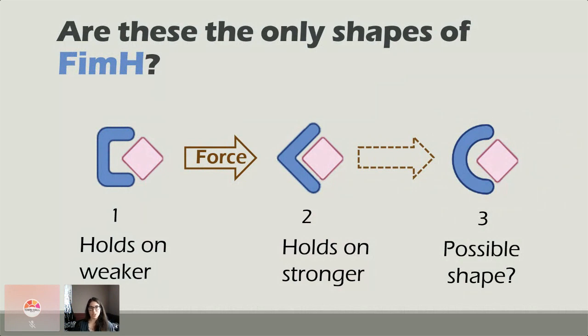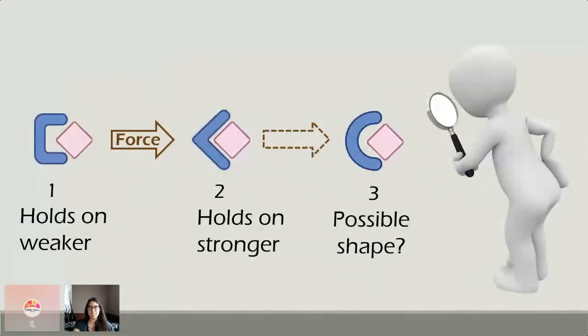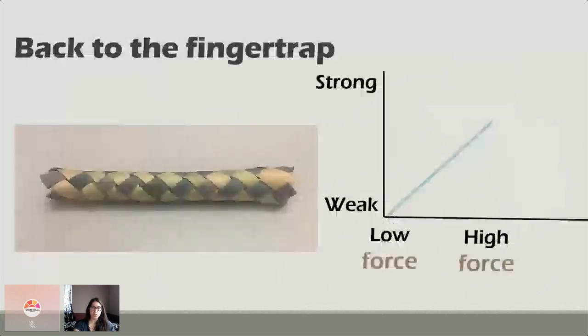Now, unfortunately, determining the shapes of molecules isn't easy. We can't exactly just look at the molecules. So instead, we have to examine some other property or behavior of these molecules, one that we already know how to measure. And such a behavior that we do know how to measure is how strong FimH acts when you pull on it. So to explore this idea, let's go back to the finger trap.